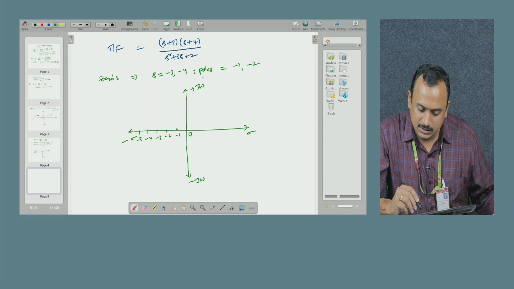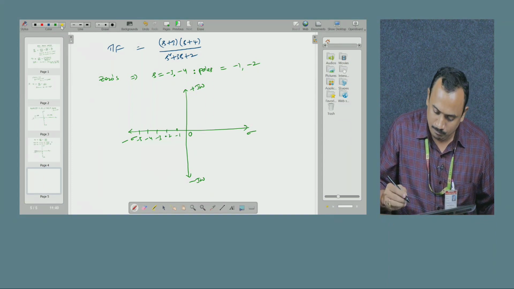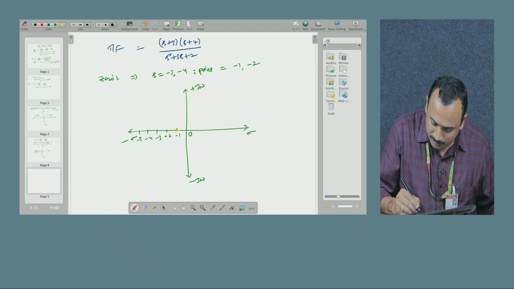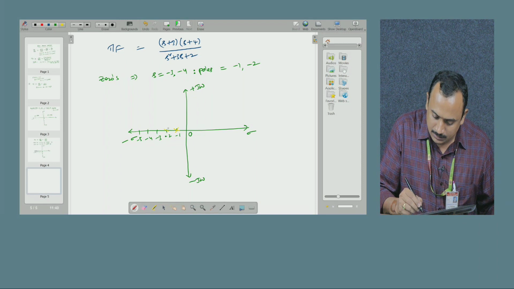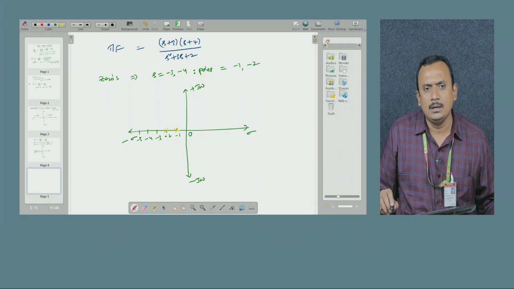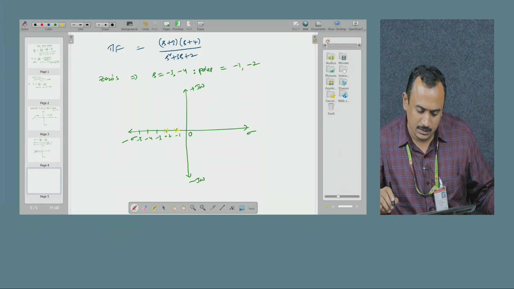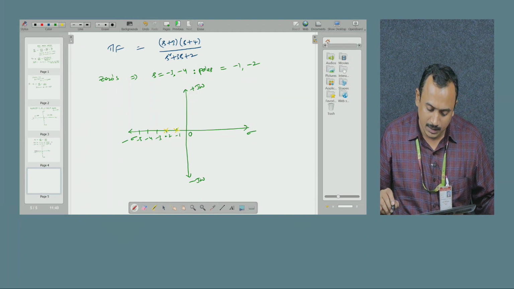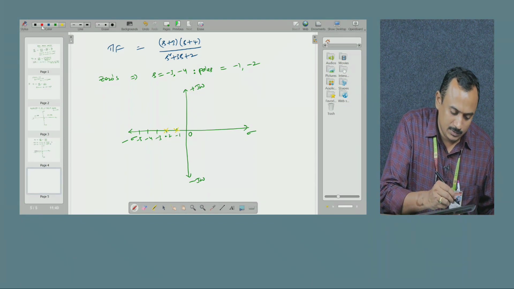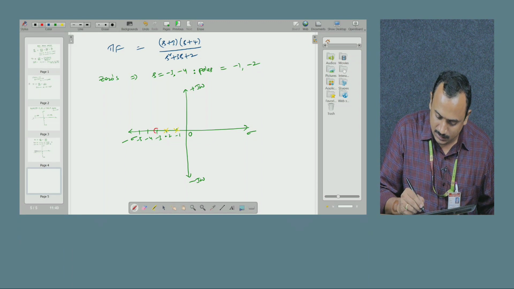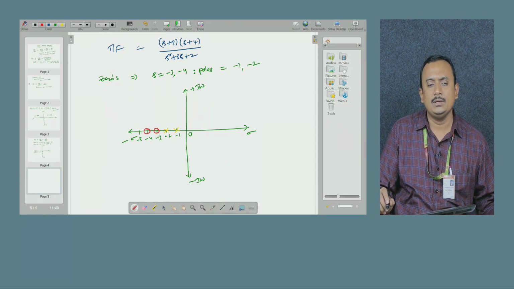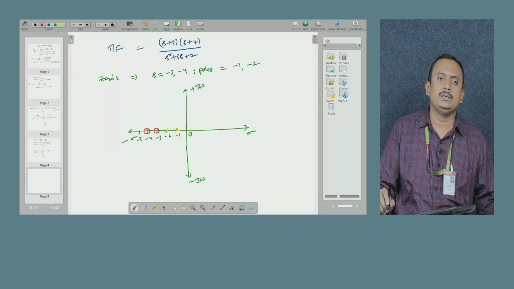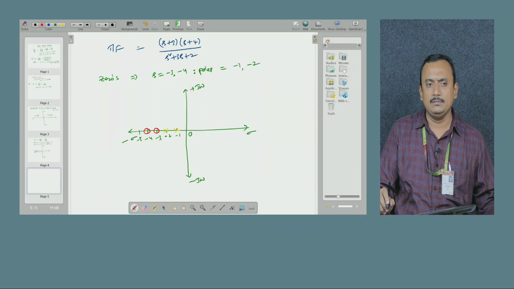Now let us start with poles. Poles are at minus 1 and minus 2. So this is a pole, will be represented with a cross symbol, and another one is at minus 2. And how to represent these zeros? Where are the zeros? At minus 3 and minus 4, and those will be represented with a small circle at minus 3 and at minus 4. So this is how we are going to represent the poles and zeros on the given s plane.